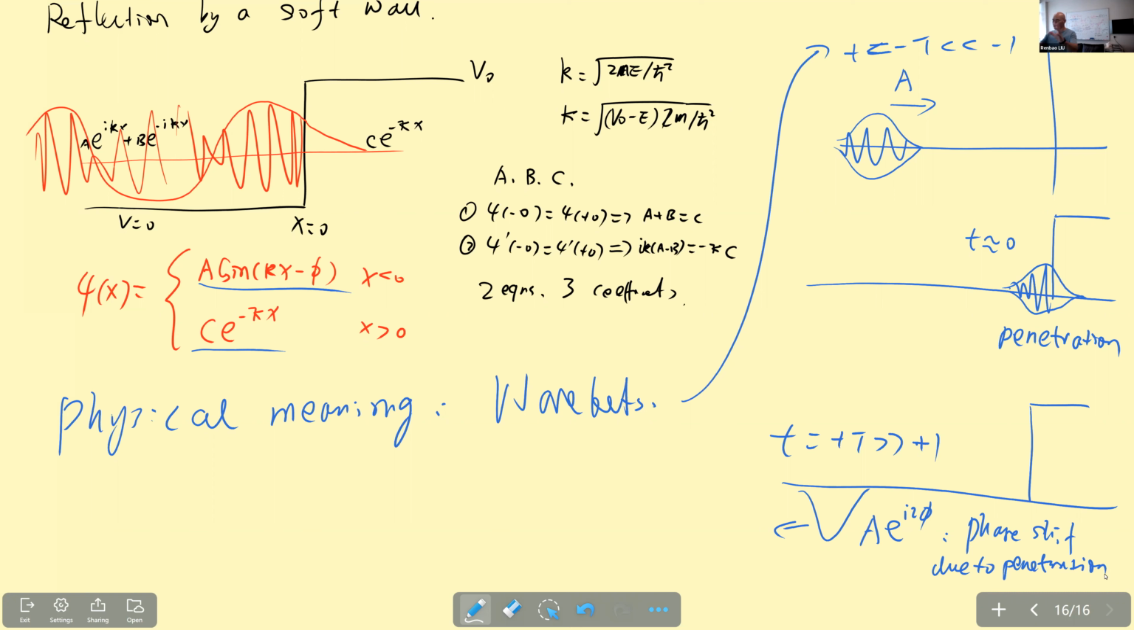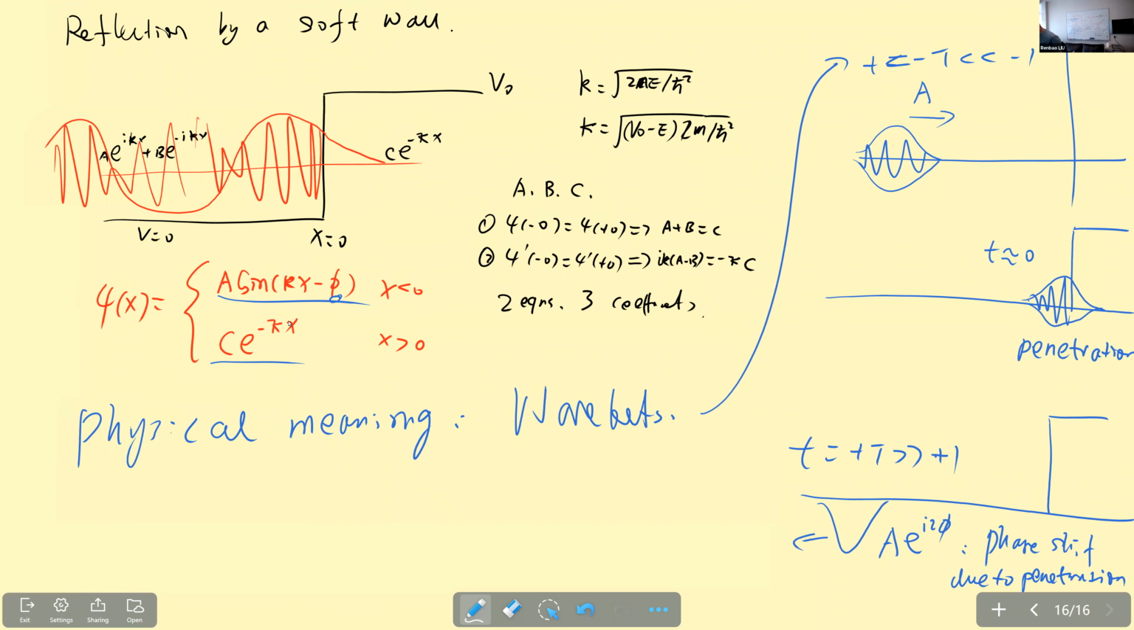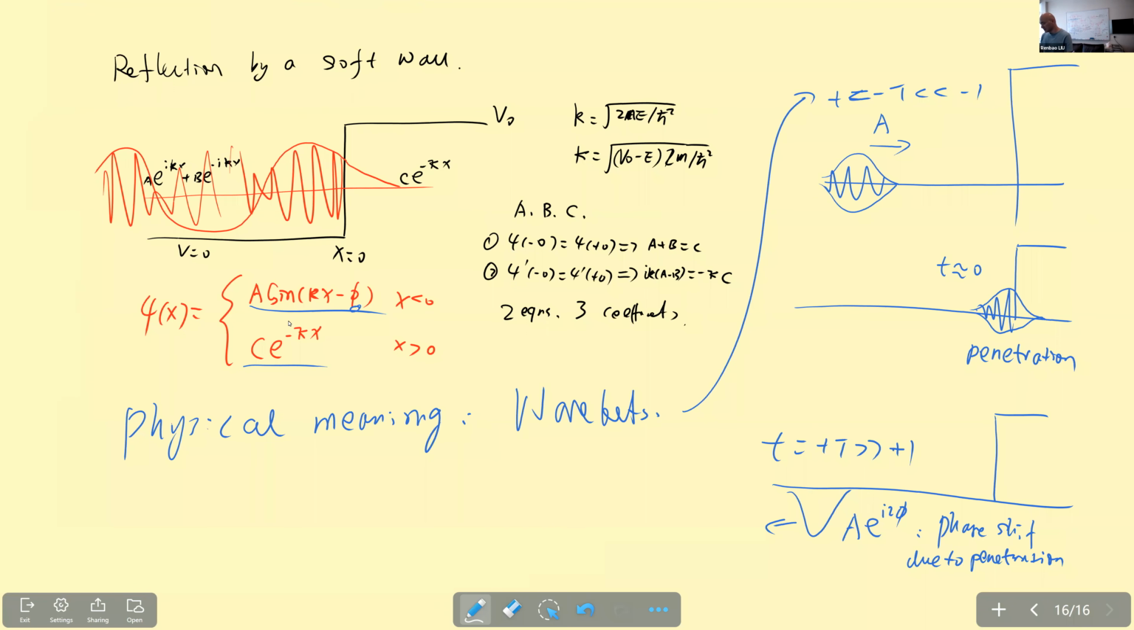Because this particle is kind of moving into the wall, its refraction is delayed a little bit. So that's why you have this phase shift. This is the physical meaning of this refraction by a soft wall. So that's the case for the energy below the barrier.